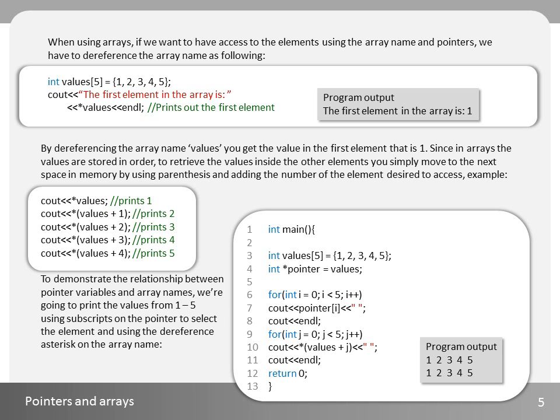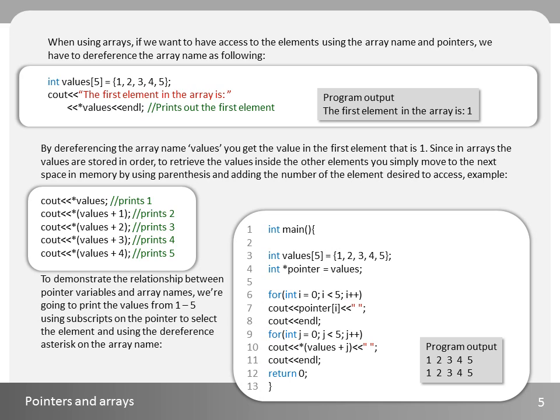Since in arrays the values are stored in order, to retrieve the values inside the other elements, you simply move to the next space in memory by using parenthesis and adding the number of the element desired to access. For example, printing values plus 1 would result in printing 2. Printing values plus 2 would result in printing 3, and so on.